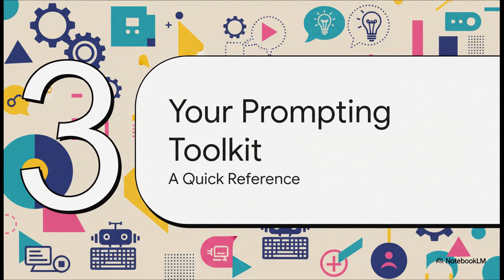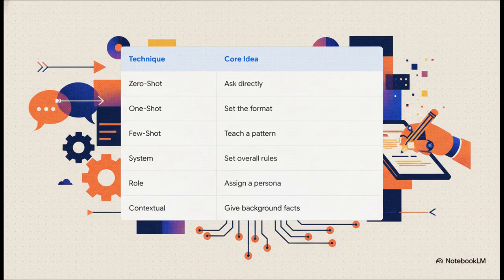Whew! So we've covered a ton of ground, right? From simple asks all the way to directing a full-blown performance. Let's pull it all together into a quick toolkit so you can start having way better AI conversations, like right now. And here it is, your cheat sheet. Zero shot, that's your simple, direct ask. One shot and few shot, that's when you need to show it a format or a pattern. System prompts set the rules for the whole chat. Role prompts give the AI a personality. And contextual prompts, that's the script for one specific task.